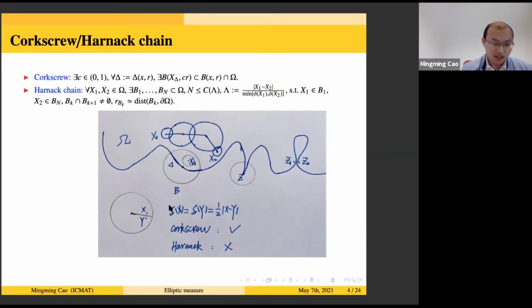We here give another example. Here it's a ball, but we remove one radius. We choose x and y very close to the boundary, such that delta x equals delta y, which equals half of the distance from x to y. Then this ratio equals 1/2. As before, we need a lot of balls to connect these 2 points. So the Harnack chain condition fails, but it satisfies the corkscrew condition. This is used to check the corkscrew and Harnack chain condition.